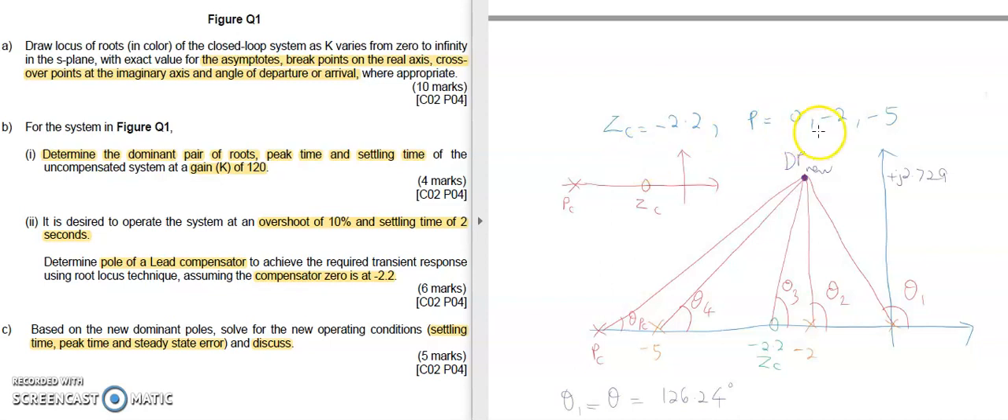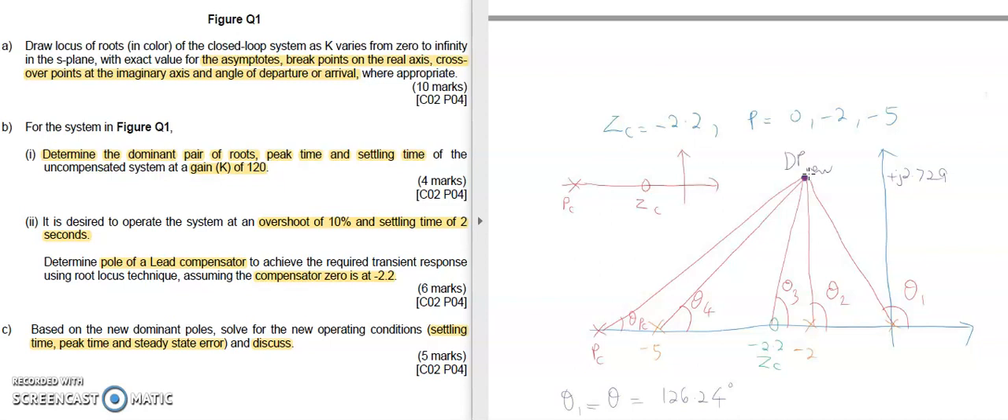You have poles 0, negative 2 and negative 5, and you do not have zeros. So plot all of these in this pole and zero map. Plot poles 0, negative 2 and negative 5, and also plug in your ZC, negative 2.2. Then this is the estimation of PC, the pole for the lead compensator, and also your new dominant pole that you have just calculated.